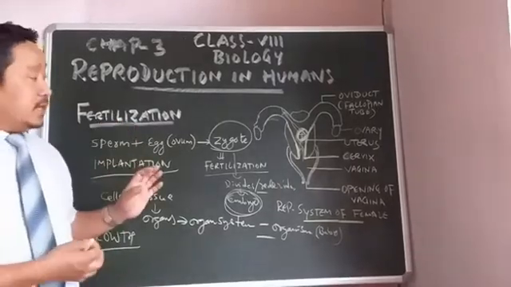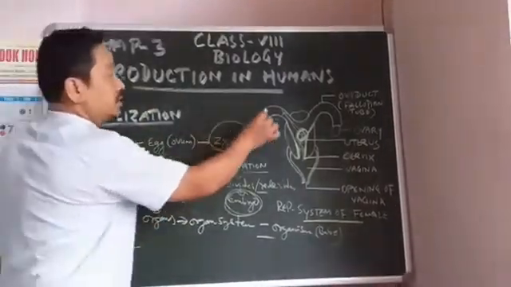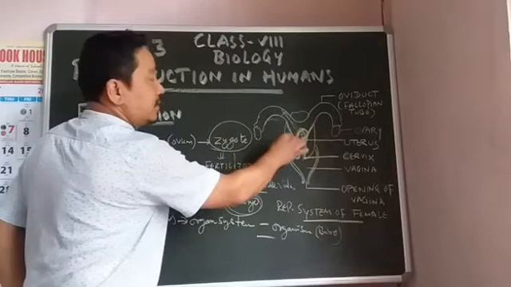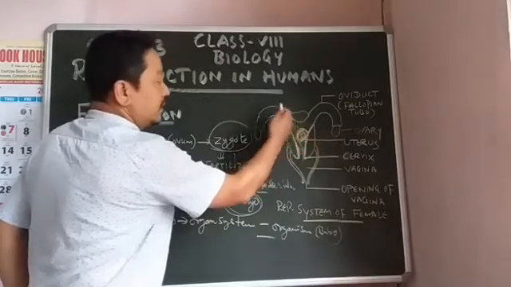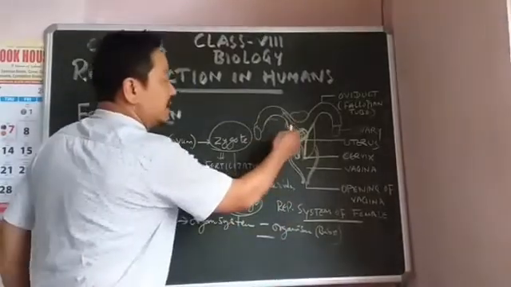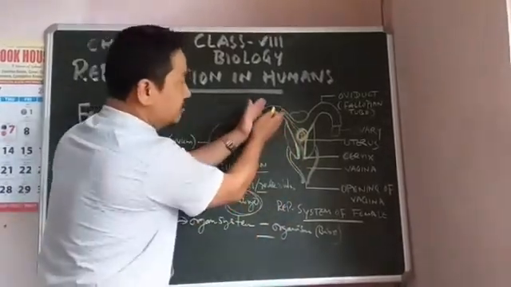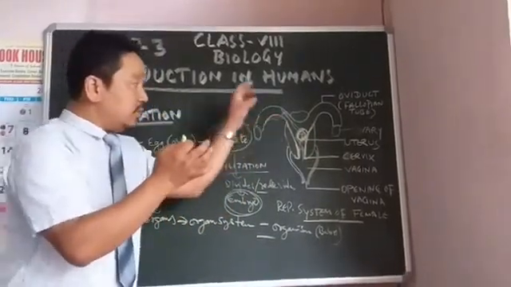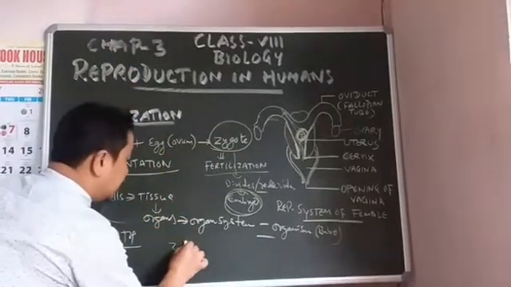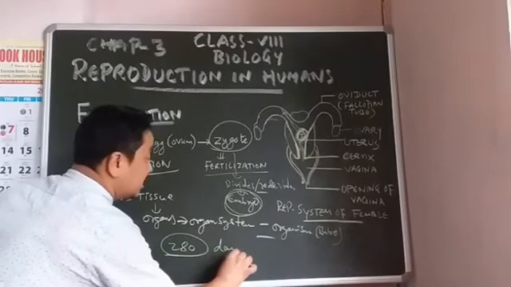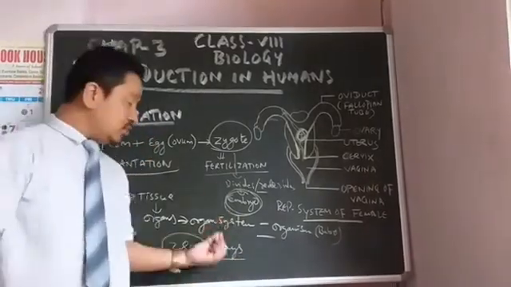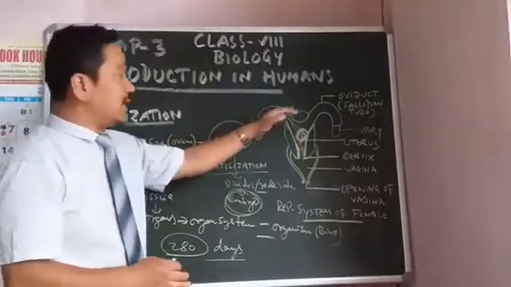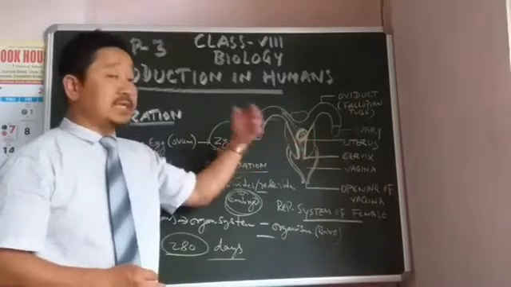All right. Then the growth from the zygote to the last growth, the moment when it is ready to come out, that development and growth takes 280 days. That requires 280 days. So these 280 days are the time when this growth takes place, right from the zygotic stage to the moment when it is ready to come out.